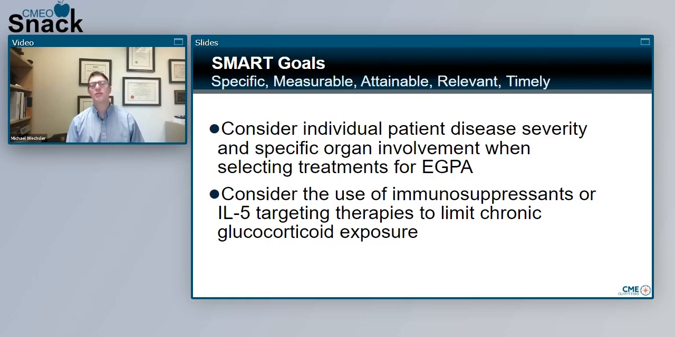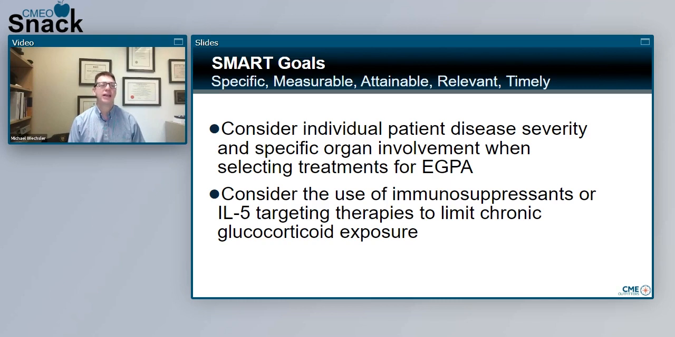So I think we've learned a lot today, Phil. We've had a great discussion about treatment of EGPA. Let's review our SMART goals for this activity. And those are specific, measurable, attainable, relevant, and timely goals.